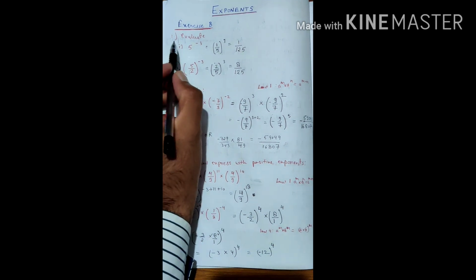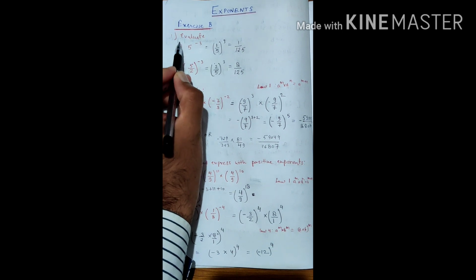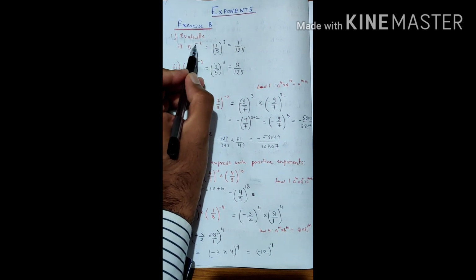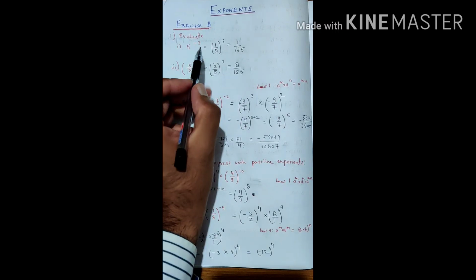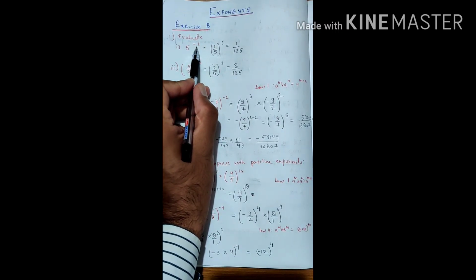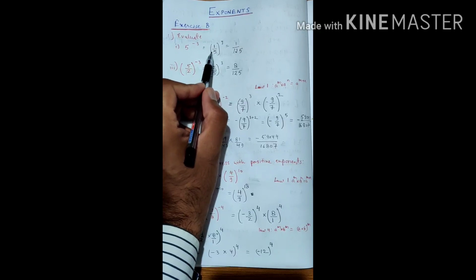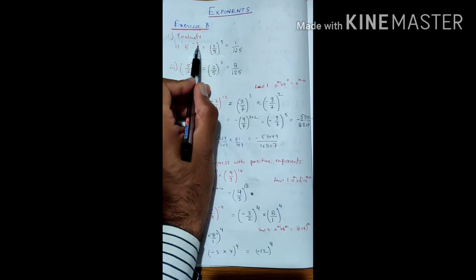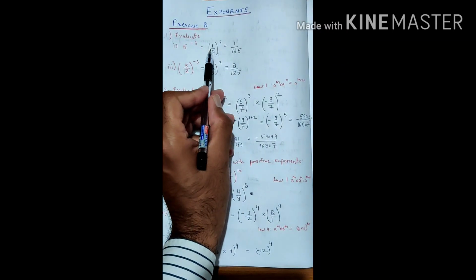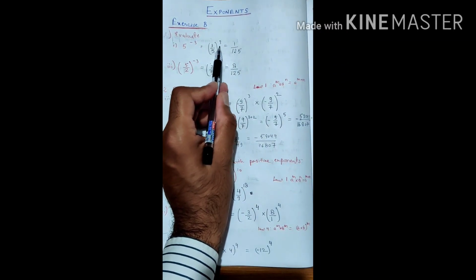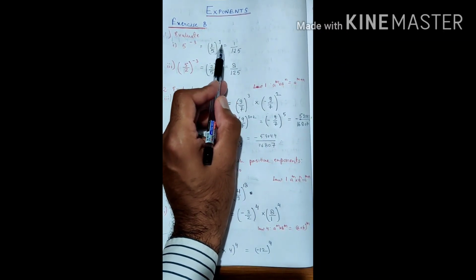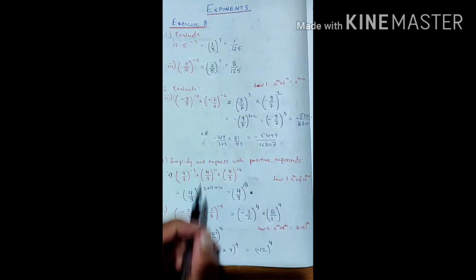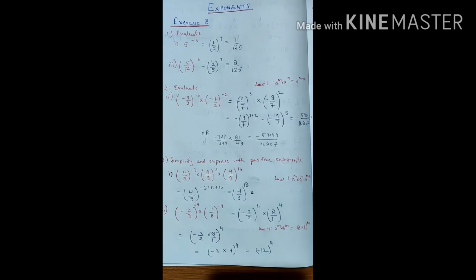Your first question says evaluate. In this we'll see your first question, first part. The question is 5 raised to the power of minus 3. Whenever we have a negative power, we take the reciprocal of the value to make the power positive. So now this will become 1 by 5 raised to the power of 3. When you expand this, it comes to be 1 by 125.